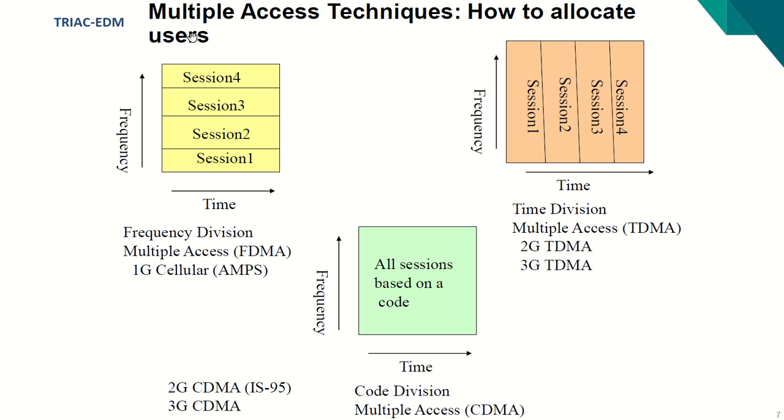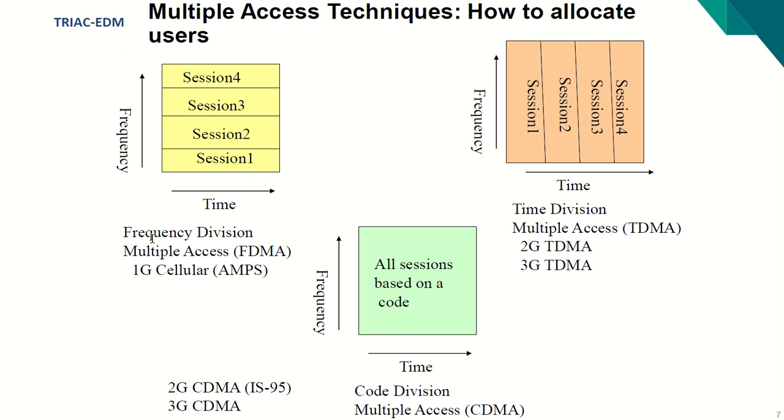So let's get an overview of multiple access technology. How to allocate users. So for example, the time and frequency will be the resources, the fundamental communication resources. So we can look at the time dimension and frequency dimension.